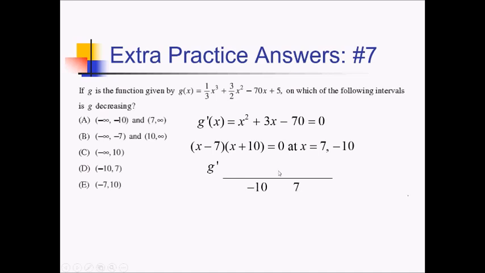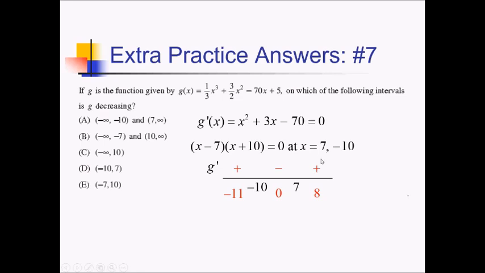Let's test out some things on each of these three intervals. Let's test out negative 11. That's going to give us a negative times a negative, which is positive. Let me test out 0 between these two critical values. That's a negative times a positive, which is negative. And something bigger than 7, like 8, that's going to be a positive positive, so positive.